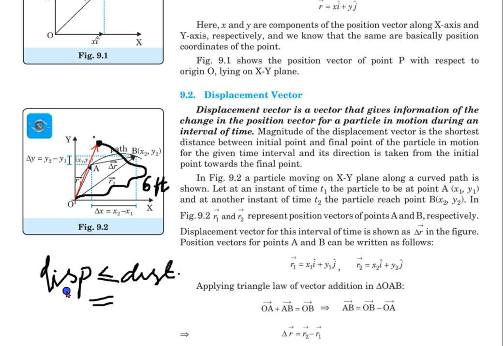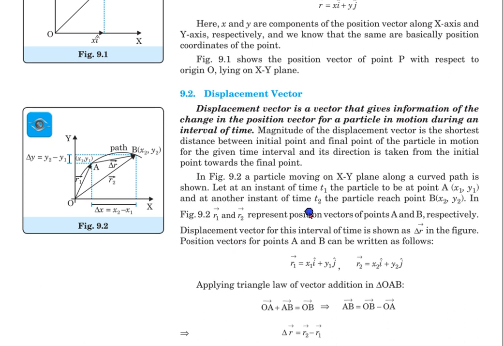Displacement is a vector quantity, while distance is a scalar quantity. Displacement can be 0, negative, or positive, but distance is always positive. So again, distance is a scalar, displacement is a vector.